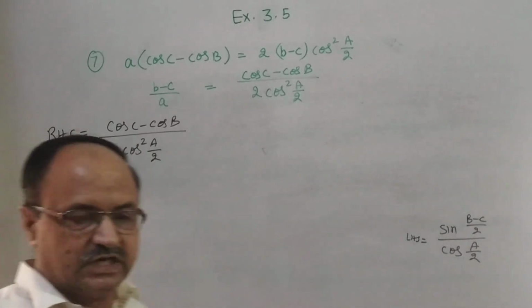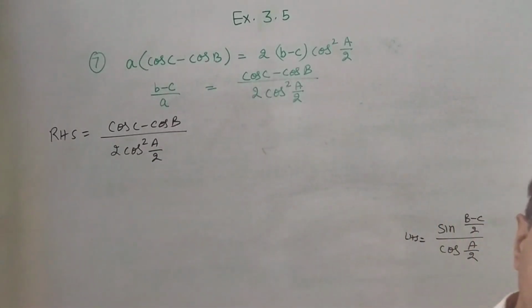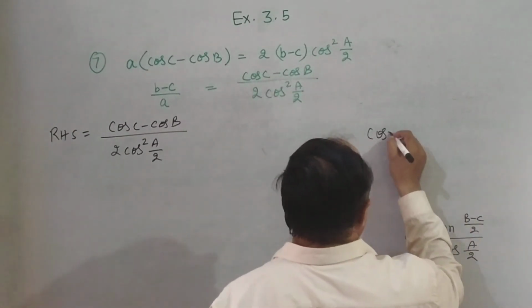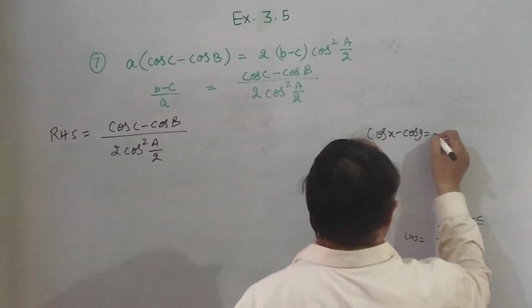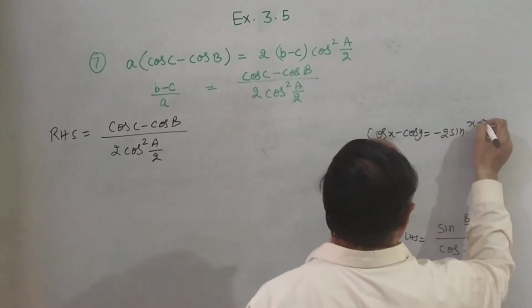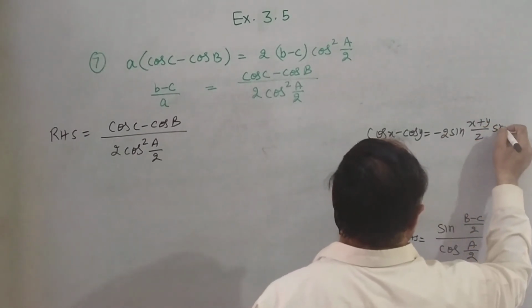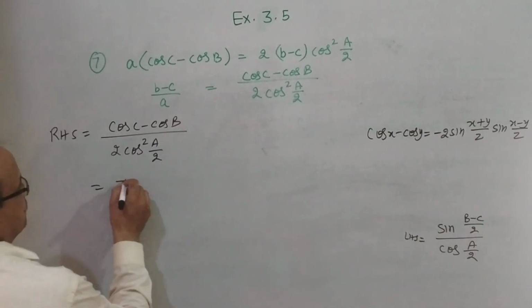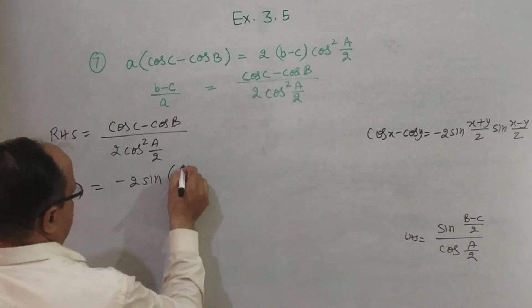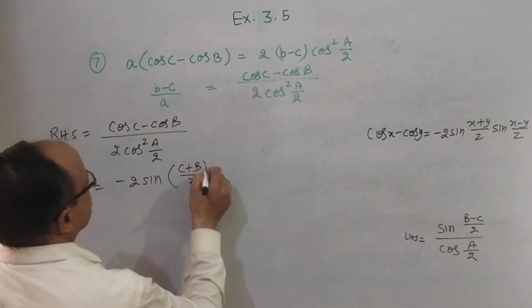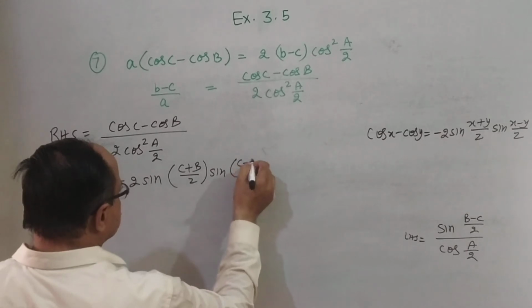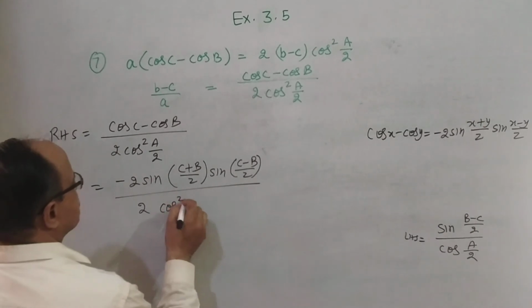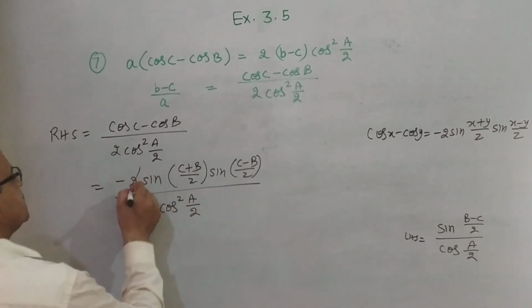Apply the formula for cos c minus cos b. Can you tell me the cos x minus cos y formula? The formula is minus 2 sin (x plus y) by 2 and sin (x minus y) by 2. Apply this formula here: minus 2 sin (c plus b) by 2 and sin (c minus b) by 2, divided by 2 cos square a by 2. The 2 will cancel.